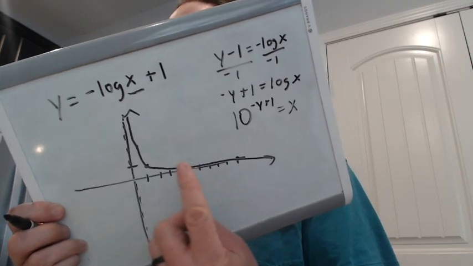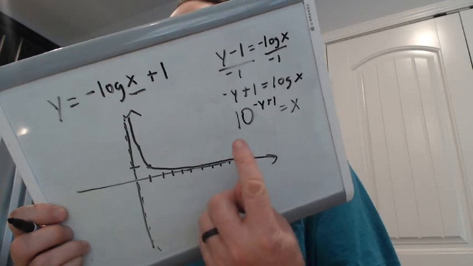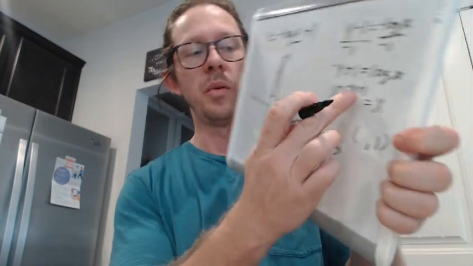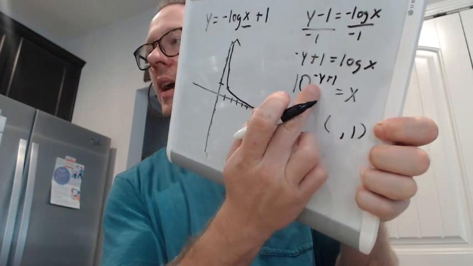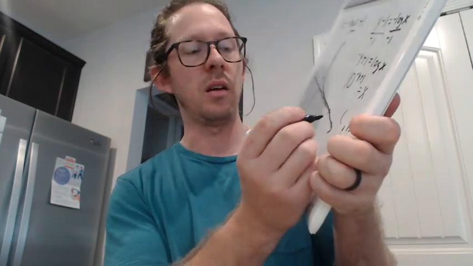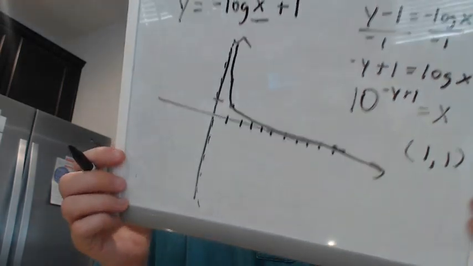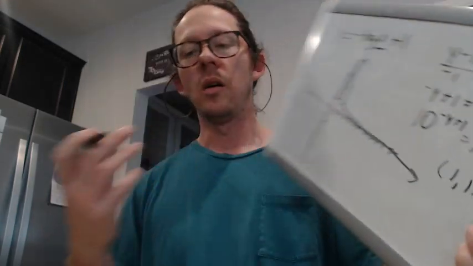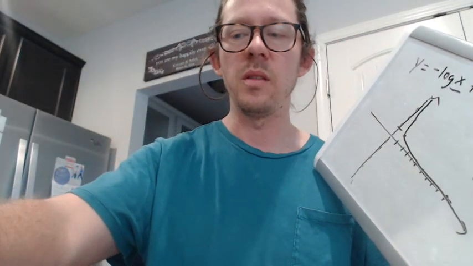Okay. So remember this point 1, 1 right here? If you plug in a 1 for y, negative 1 plus 1 is 0, 10 to the 0 would be 1. You can still see you still get those same points, right? So it's kind of the same as yesterday, but just with some transformations.